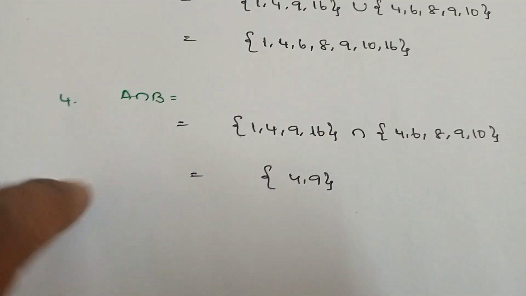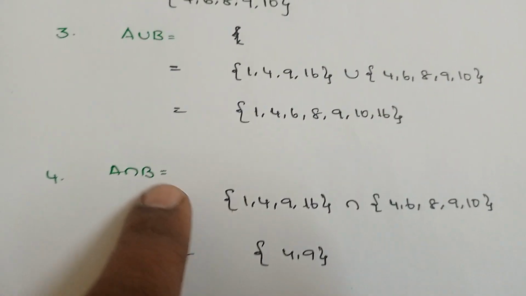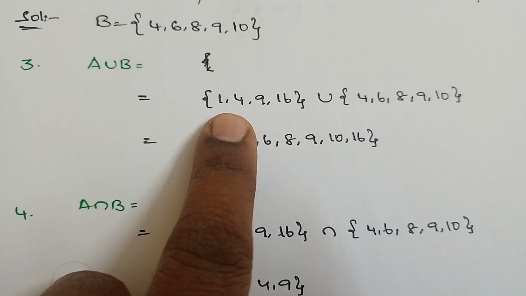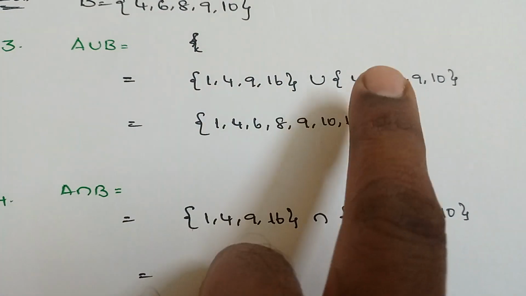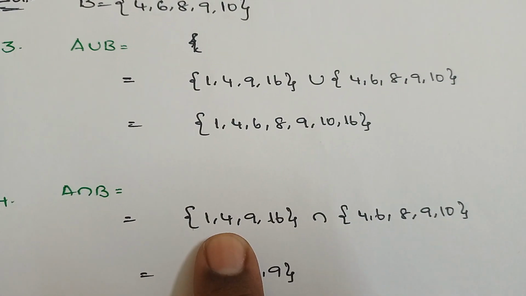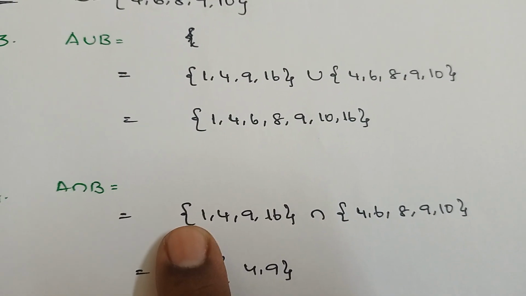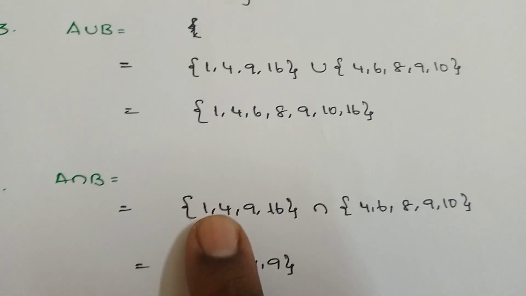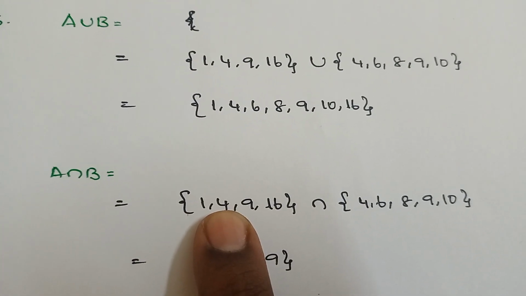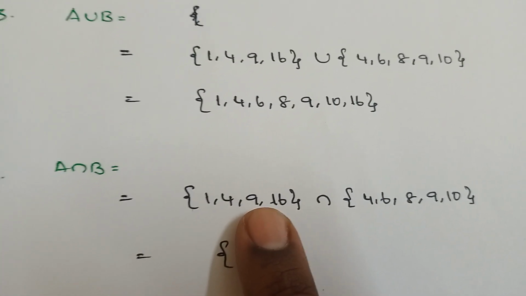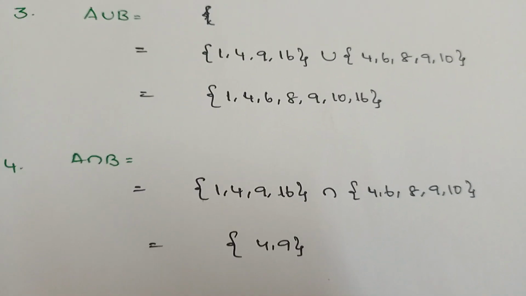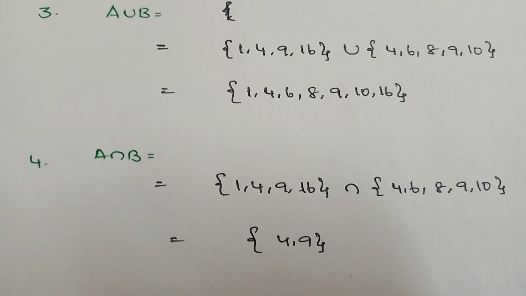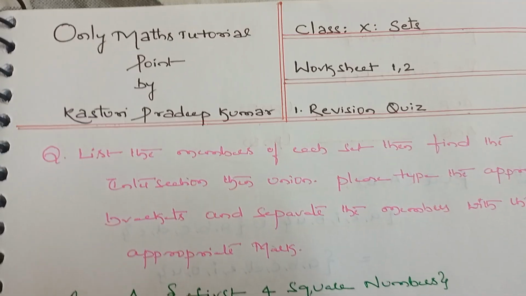Coming to A and B, that is A intersection B. What are the common elements in set A and set B? This is set A, this is set B. Okay, what are the repeated elements in set A and set B, guys? 4 is repeated. First see from 1. 1 is repeated? No. 4 is repeated? Yes. And 9 is repeated? Yes. 16? No. So we have 2 repeated terms, that is 2 common terms from set A and set B. Therefore 4, 9, guys. I hope you understand this video.